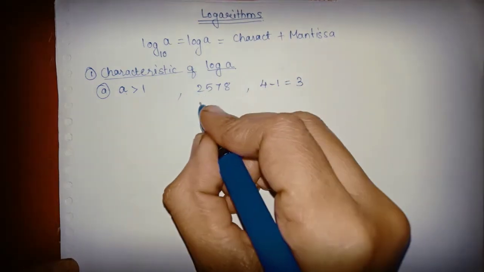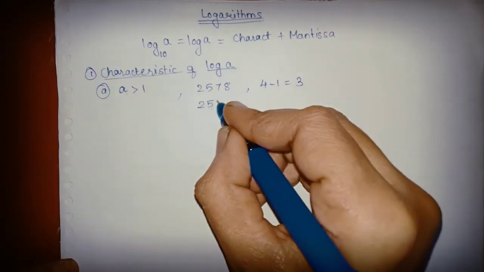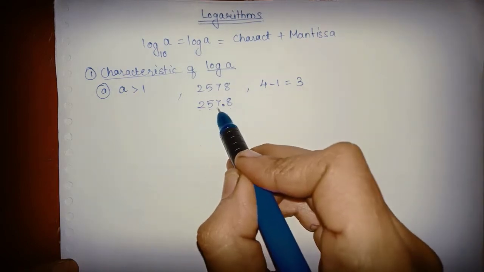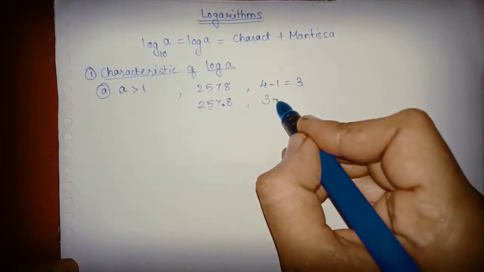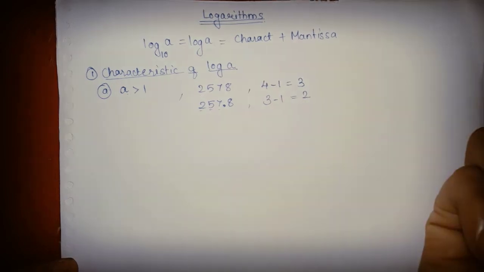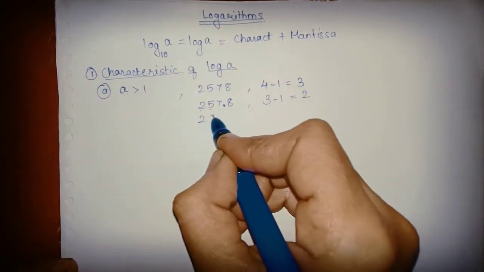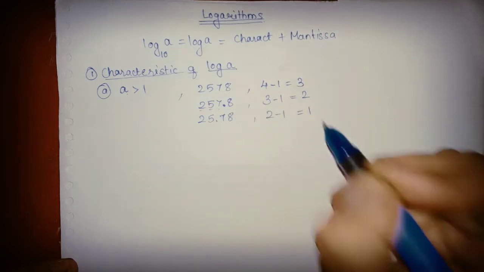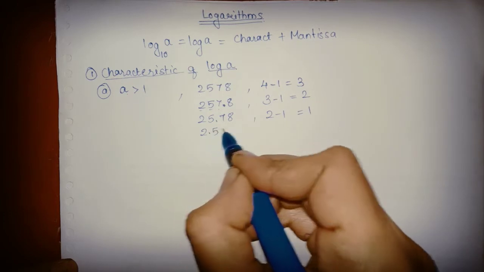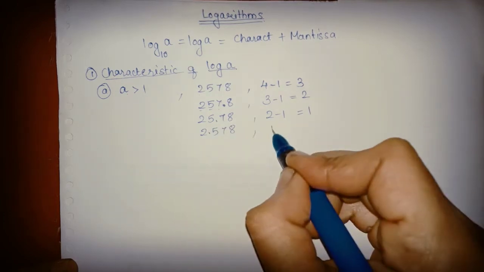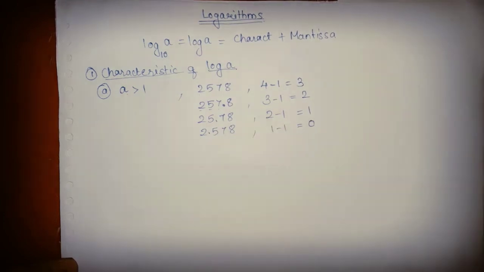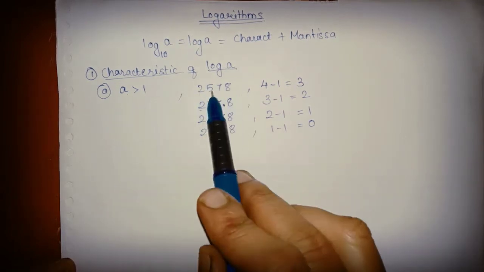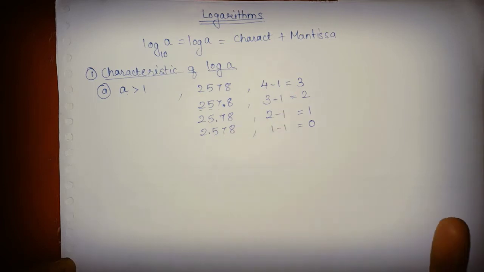Now suppose the number is 257.8. Before the decimal there are 3 digits, right? So you take 3 minus 1, that is 2. Similarly for this one, 2 are there, so 2 minus 1, that is 1. If it is 2.578, then you take 1 minus 1, that is 0. Now this is for a greater than 1. These numbers are all greater than 1, right?